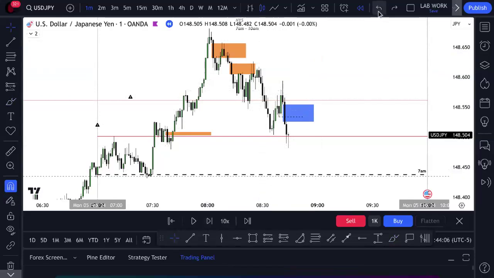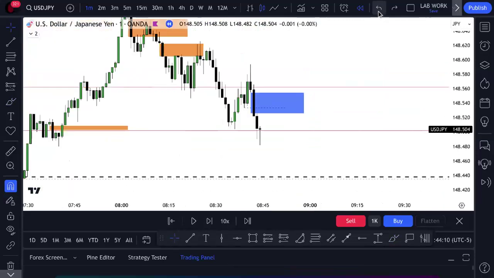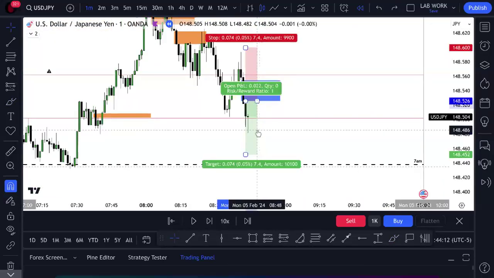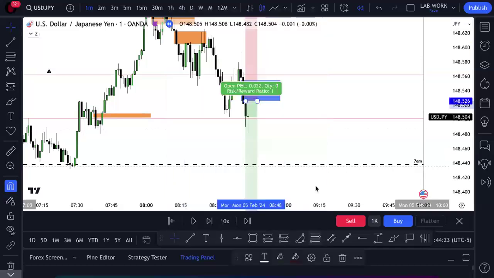So we're going to place our entry at the discount side, and we're going to be looking for our classic one-to-one. I think my classic one-to-one is always going to be 15 pips. For some reason, I feel like it's just a sweet spot.